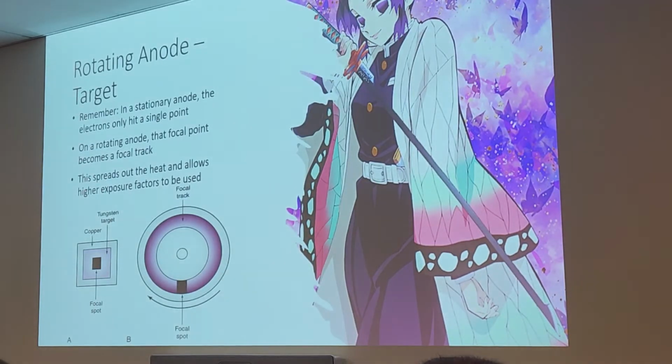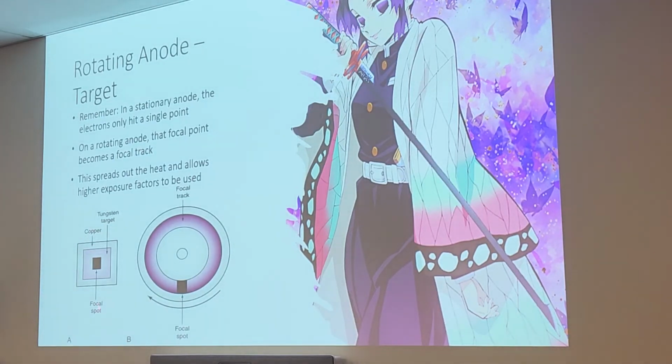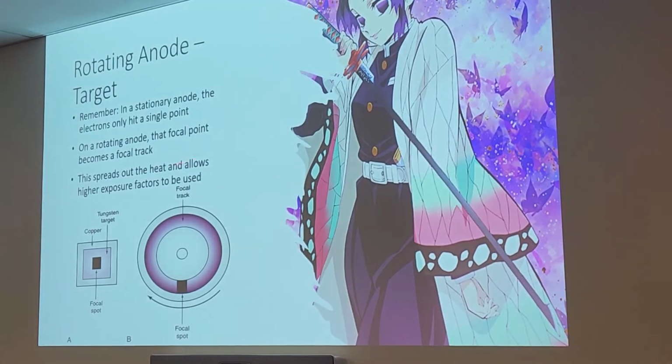It's the focal spot and the focal track. For the stationary one, it's called the focal spot. For the one that's rotating, it's called the focal track because it's moving. See the difference? So on a rotating anode, the focal spot becomes a focal track. This spreads out the heat and allows higher exposure factors to be used.